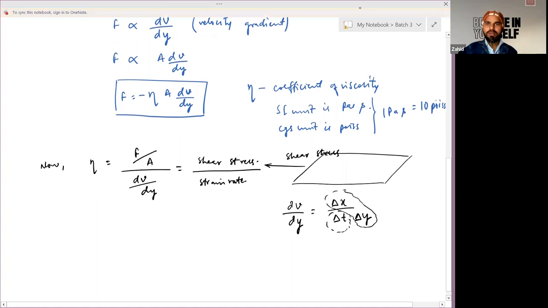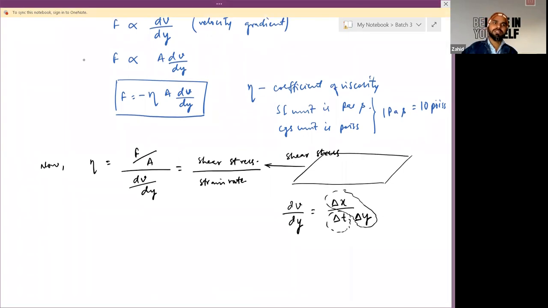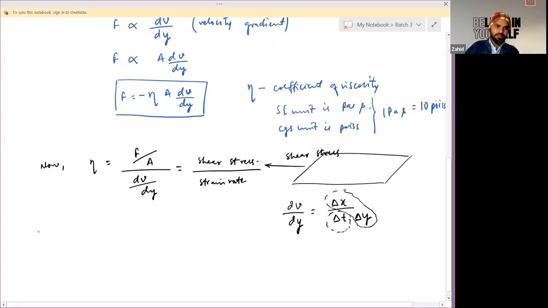Next is, on what factors the coefficient of viscosity will depend. So first, the coefficient of viscosity will be inversely proportional to temperature.